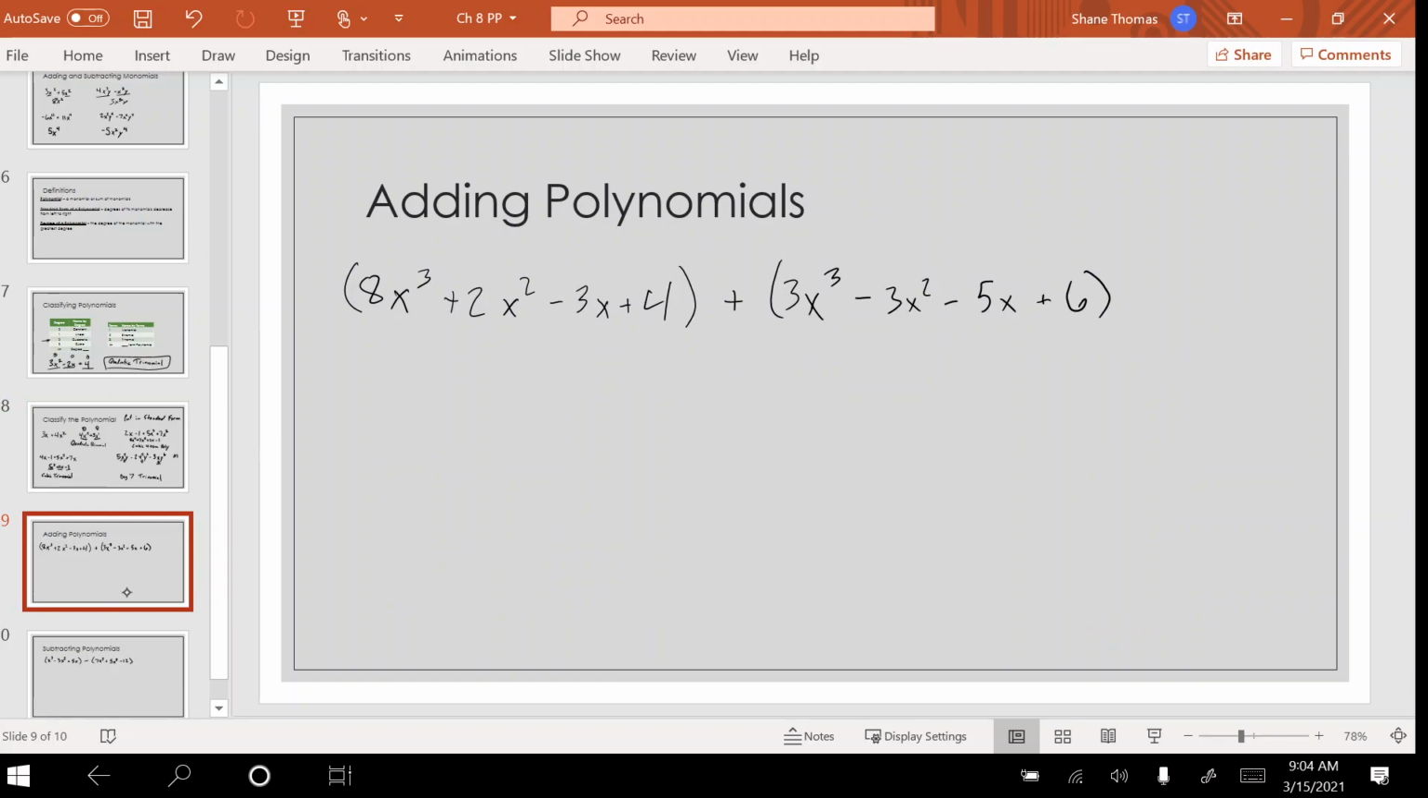Adding polynomials. We already talked about this a little bit. We did adding monomials, right? So you're going to get two things like this. So here is a 4-term polynomial and a 4-term polynomial. We're going to add those two together. But all we're doing is combining like terms, right?